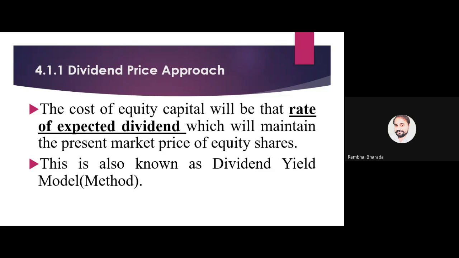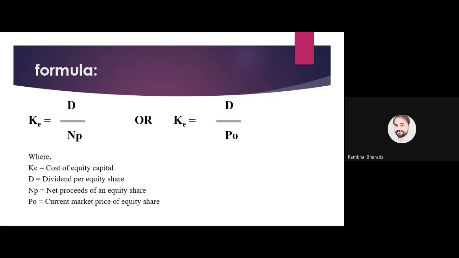Write down the formula. KE is equal to D divided by NP. KE is equal to D divided by NP, and the second formula, KE is equal to D divided by P0. It's not O, it's P0. Done? Okay. Now the practical question number 1, and with the practical questions, we will try to understand these formulas and calculations.